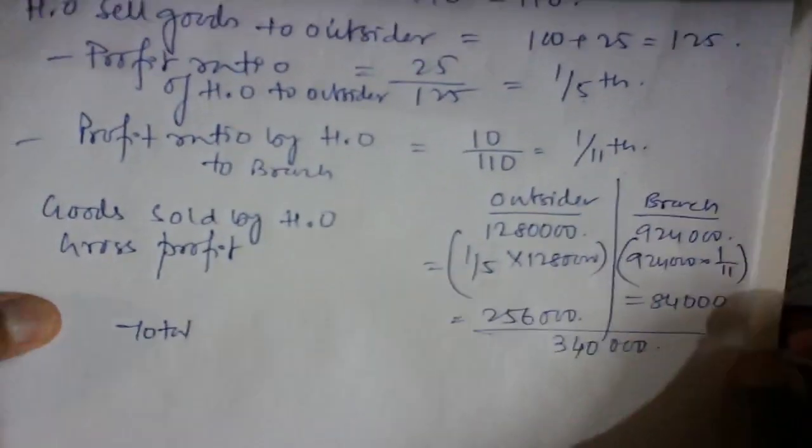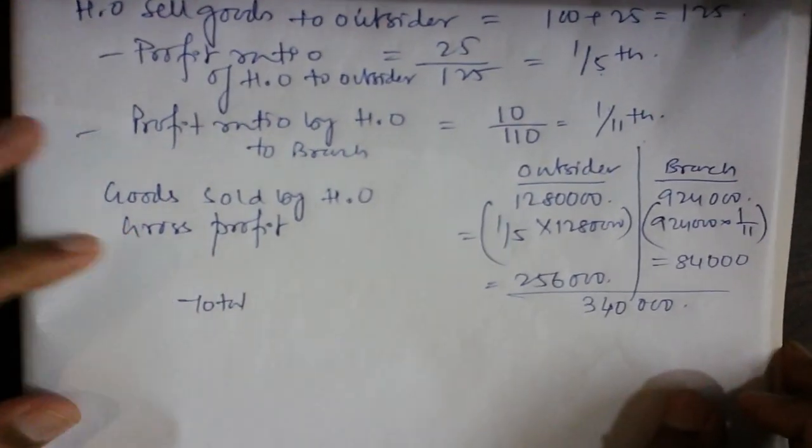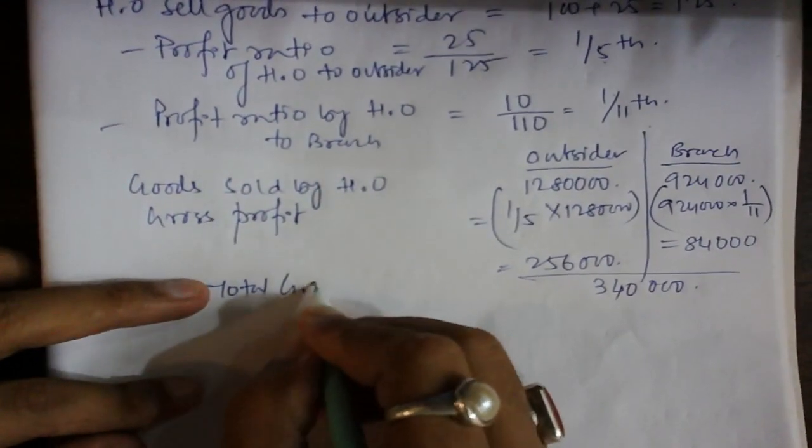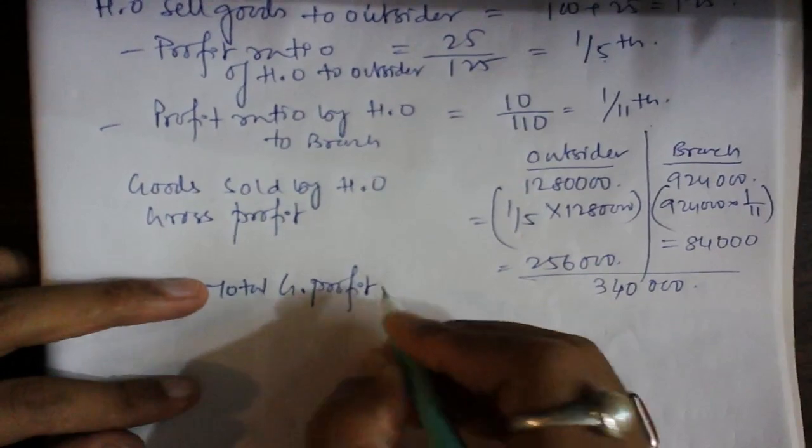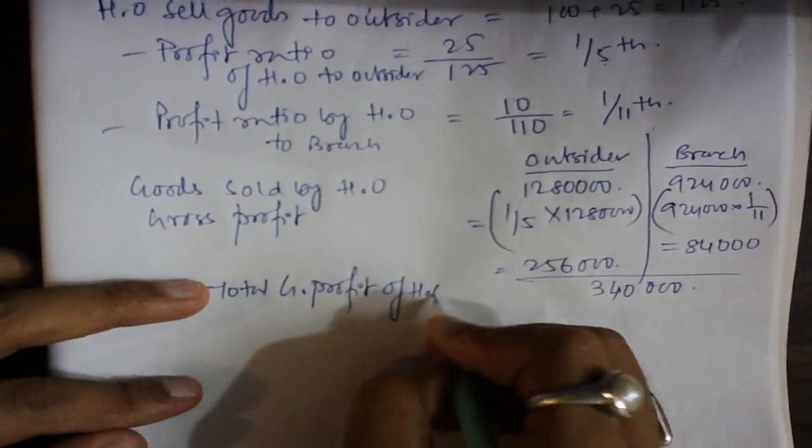ठीक है, कोई डाउट नहीं था, बहुत इजी था. ये इसको नोट डाउन कीजिए सोनल. हाँ, 340 is the total gross profit made by the HO. Total gross profit of head office. ठीक है.